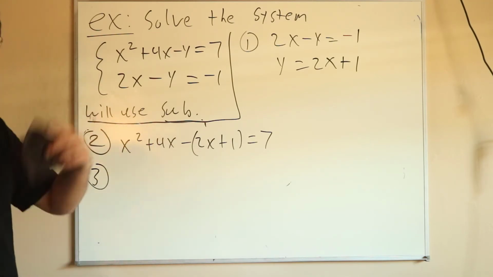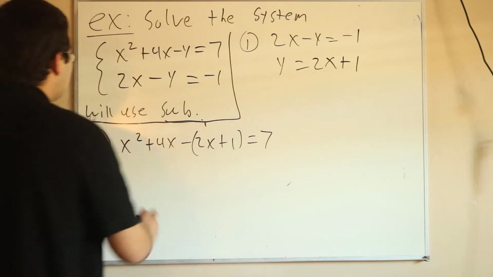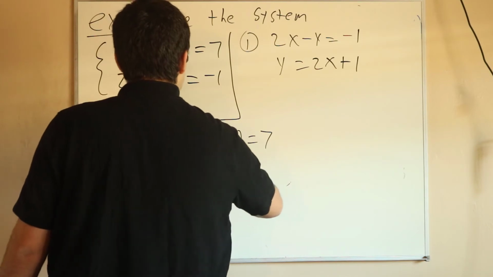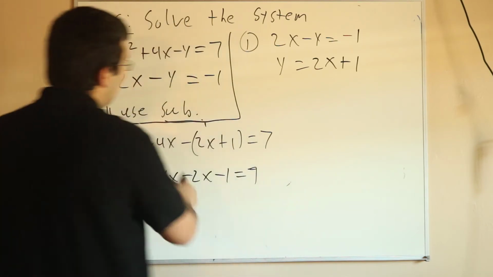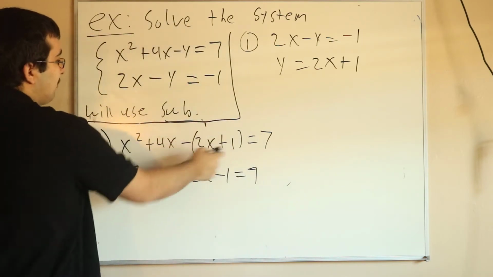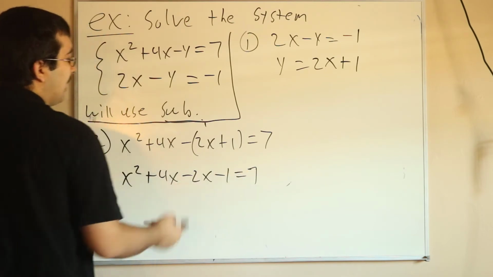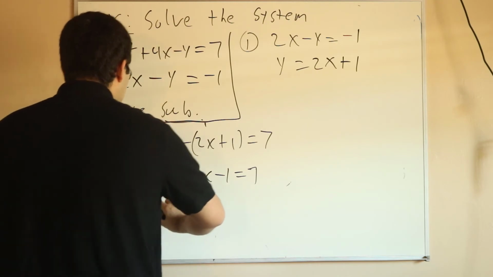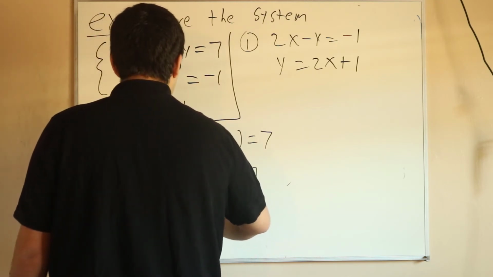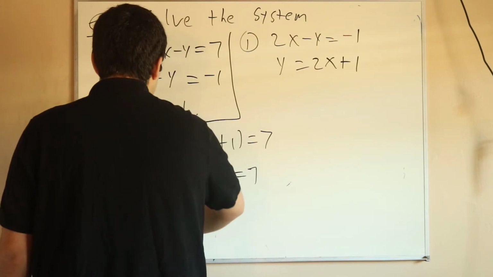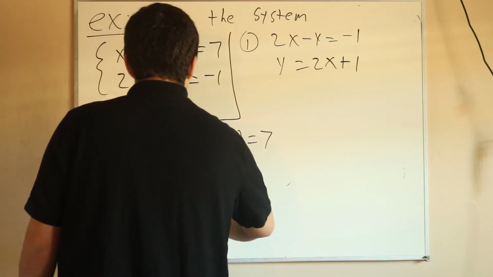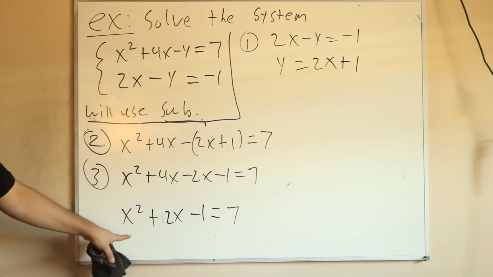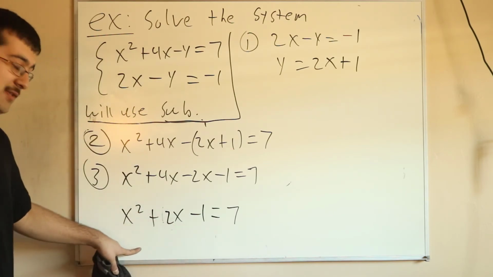Okay, now for step 3, let's solve for our remaining variable. We now have one equation with one unknown. Let's solve for that x. So I'm going to have x squared plus 4x minus 2x minus 1 equals 7. Again, never forgetting to distribute that negative throughout. So we have -1, not +1. All right, simplifying down, we get x squared plus 2x minus 1 equals 7.